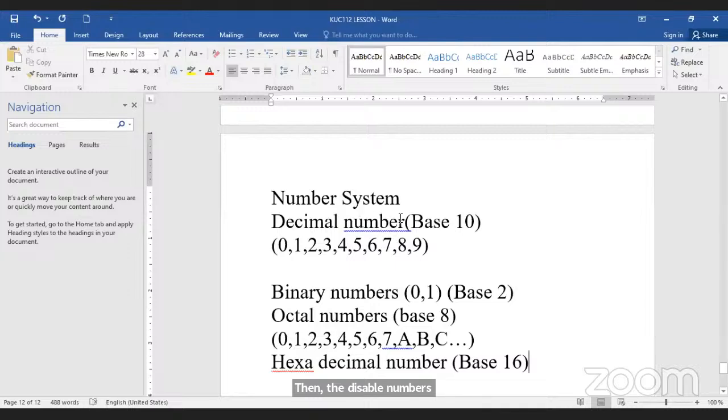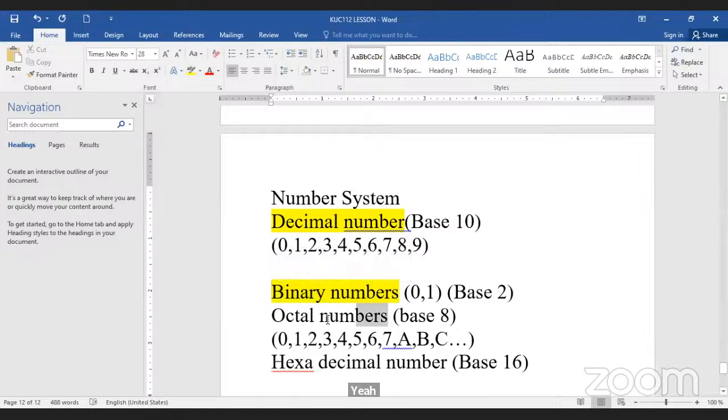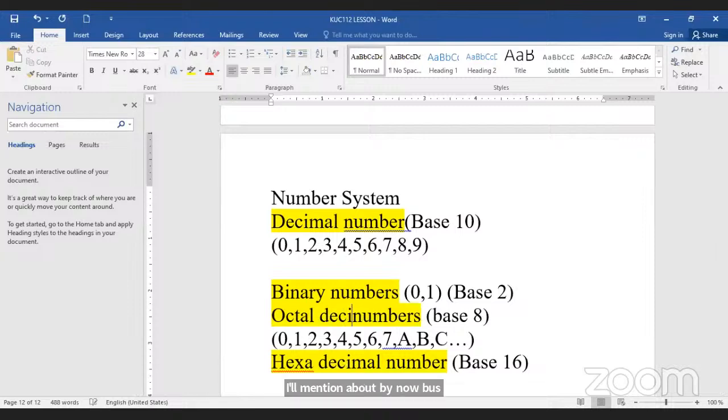So I've mentioned decimal numbers, binary numbers, octal numbers, and hexadecimal numbers. Next week shall be a continuation of here.